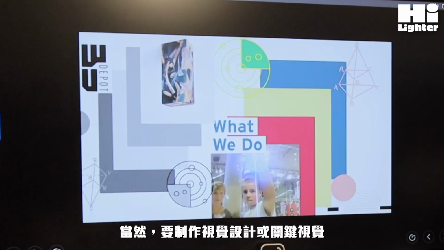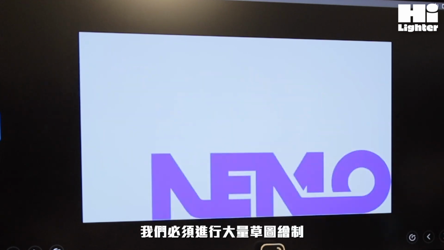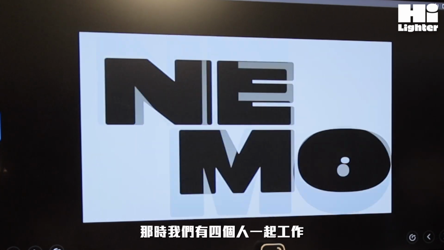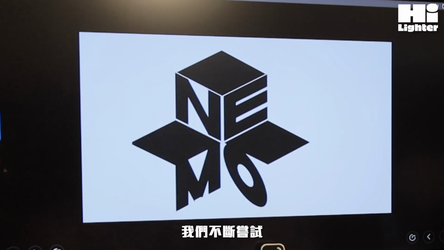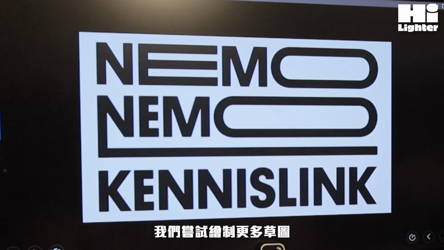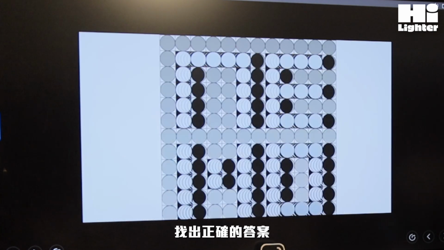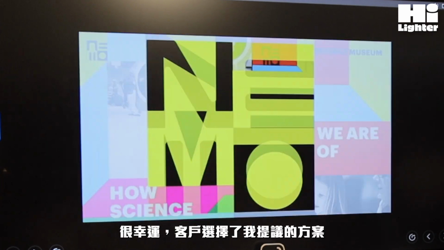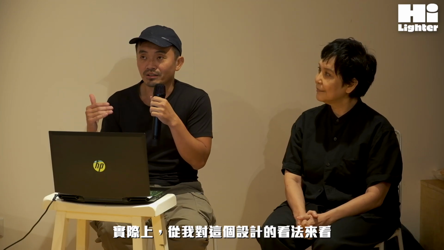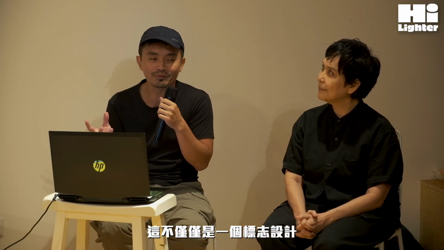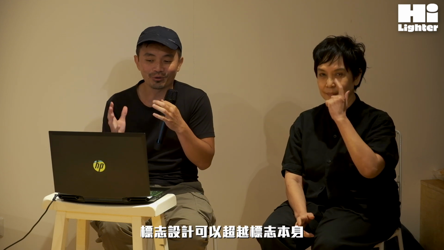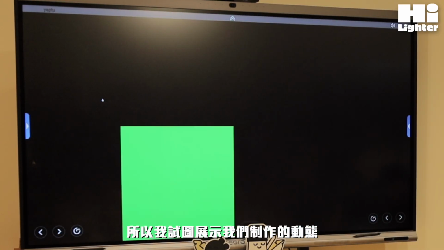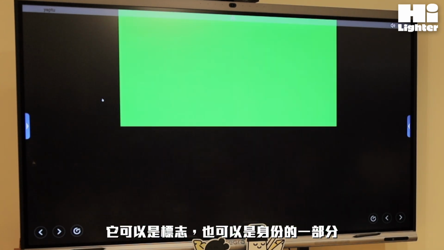Of course, to make the key visual, we have to do a lot of sketching to try out and figure out. In our team at the time we had four people working on it. We kept trying, sketching more and more to find the right answer. We always keep exploring. Quite luckily, the client selected the proposal I did. Actually, from my perspective, this design is not only a logo design. The logo design can be more than the logo. So I tried to show a motion, which can be a logo and part of the identity.